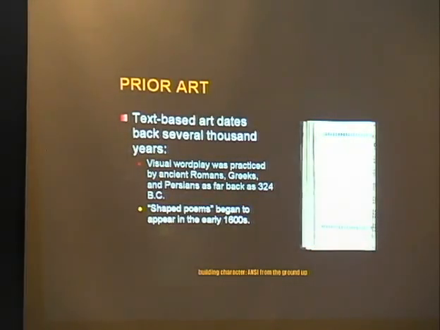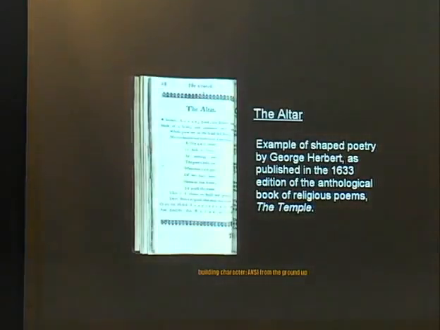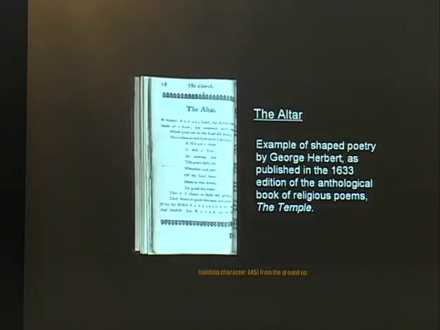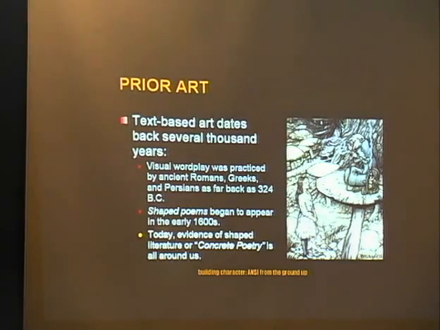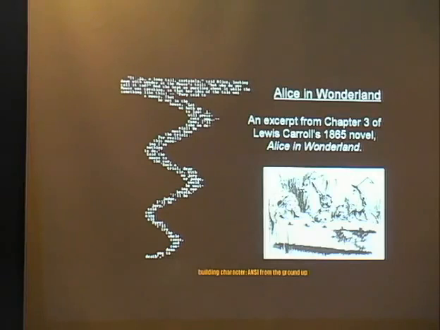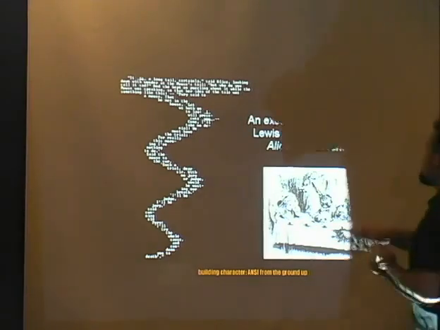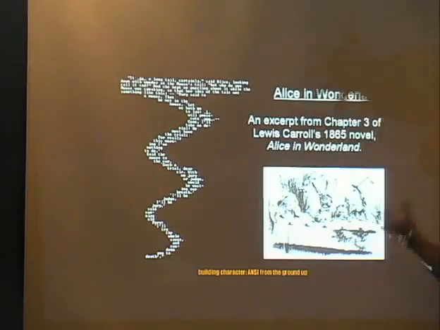We also have shaped poems that started to show up in the 1600s. This is a poem called The Altar. It's a religious poem here. We also started to see concrete poetry show up in publishing such as Alice in Wonderland. This is an 1865 novel, and at the end of the chapter, we have this tale here, and the sentence begins, "It is a long tale, certainly," and to convey that, he forms the rest of the text in the shape of a tale.